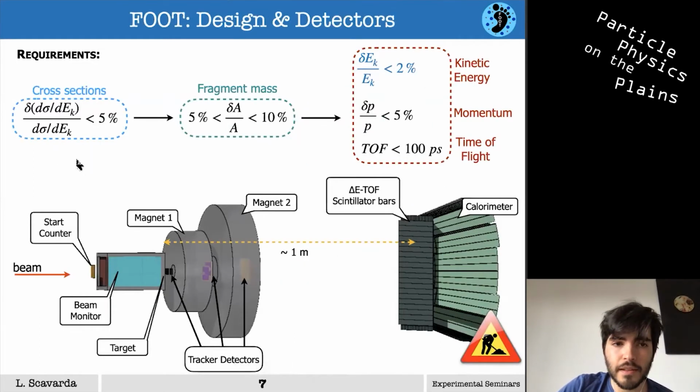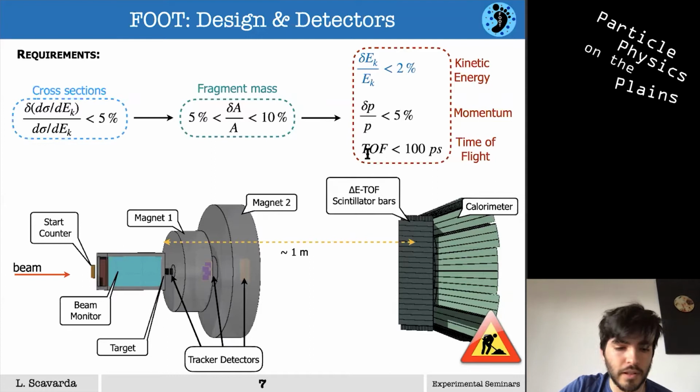As I said, the goal of our experiment is to measure the differential cross-section of the fragmentation processes with a resolution below 5%. But in order to achieve this value, we need to identify the fragments very well. So we need to measure the mass of the fragments, and here we have the range of the resolution on the mass. In order to identify the mass of the fragments, we need to measure three different quantities: the kinetic energy, the momentum, and the time of flight. Combining these quantities two by two, we can calculate the mass in three different ways.